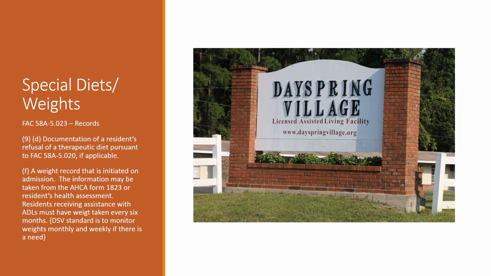Residents receiving assistance with ADLs must have the weight taken every 6 months. We normally will do this monthly, or if not, weekly if we're concerned about weight loss. So documenting special diets or refusal to follow special diets, or observations that they're not following the special diets, is important. Also making sure that you are monitoring the weight monthly, and also making sure that weights on admission are being recorded into the resident record.